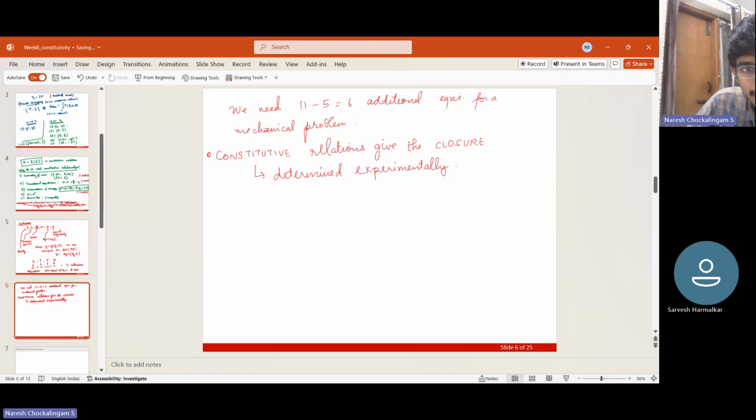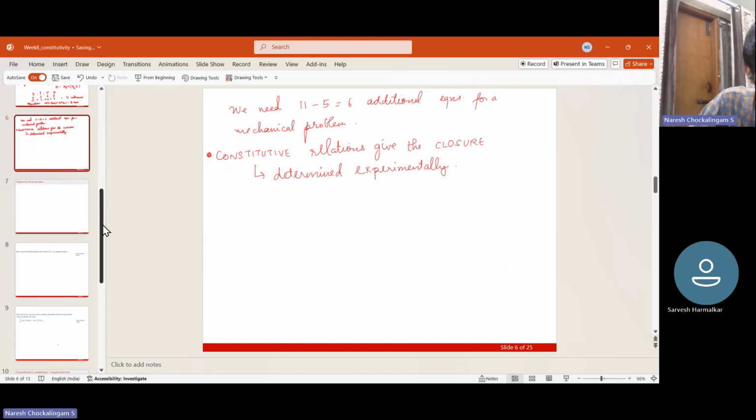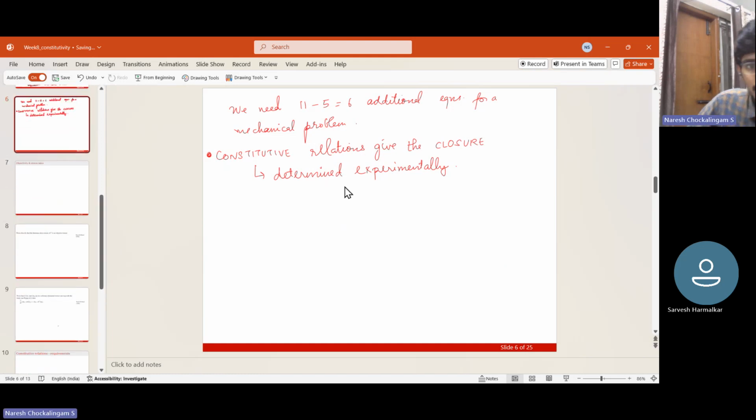So since the constitutive relations give closure, they are expected to satisfy certain constraints. So we'll see what they are. One thing is constitutive relations have to be between work conjugate quantities. It doesn't always have to be, but it helps when constitutive relations are between work conjugate quantities. Work conjugate quantities often appear in the constitutive relation.